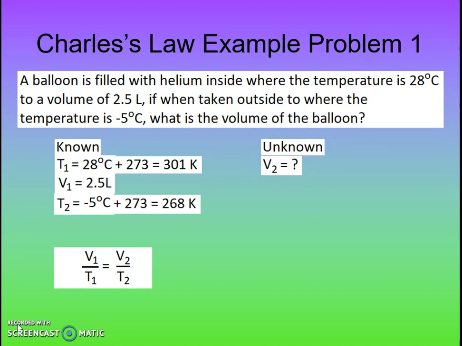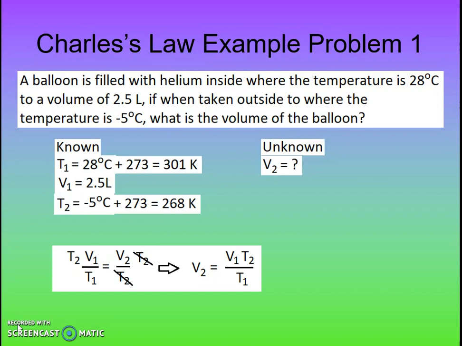And now, let's take our equation. We'll manipulate the equation to solve for V2. This one's pretty simple, one step of algebra. Move T2 to the other side to get V2 all by itself. So you can multiply both sides by T2. T2 again reduces out, leaving us with the new equation: V2 equals V1 T2 over T1.